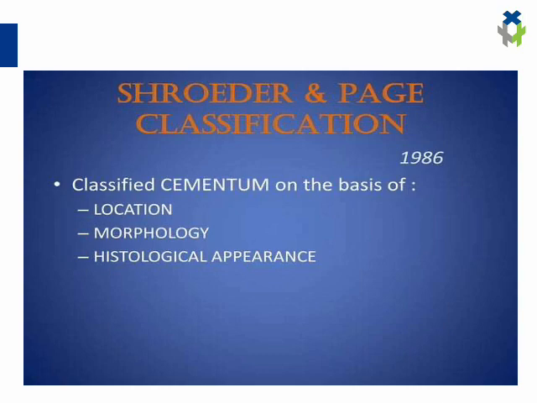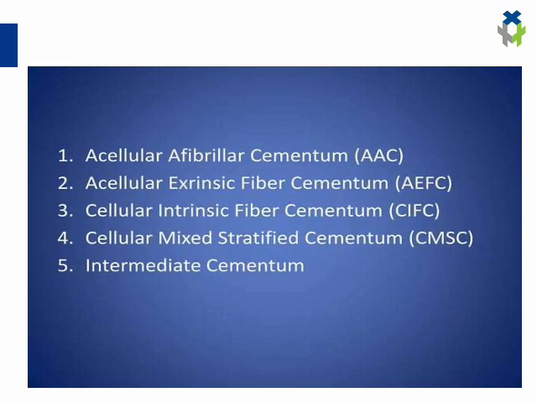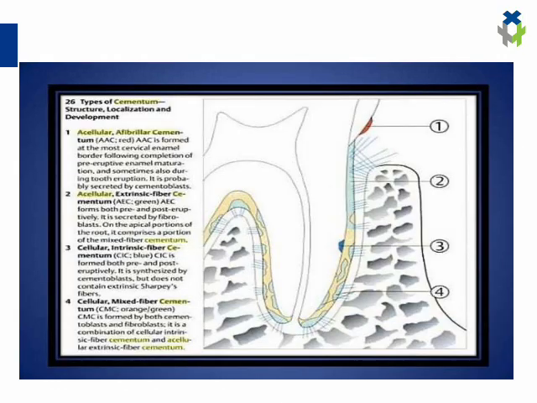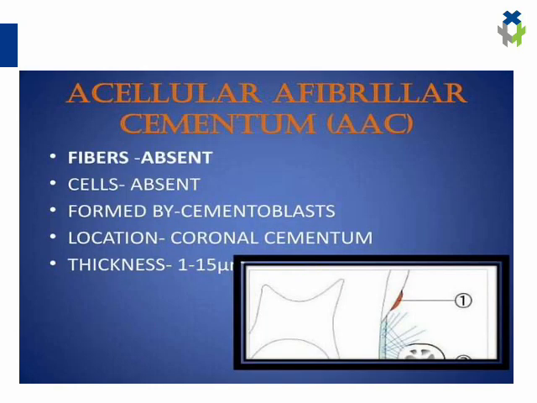Schroeder and Page in 1986 classified cementum on the basis of location, morphology, and histological appearance, such as acellular afibrillar cementum, acellular extrinsic fiber cementum, cellular intrinsic fiber cementum, cellular mixed stratified cementum, and intermediate cementum. This is a pictorial diagram showing the various cementum types of classification given by Schroeder and Page.